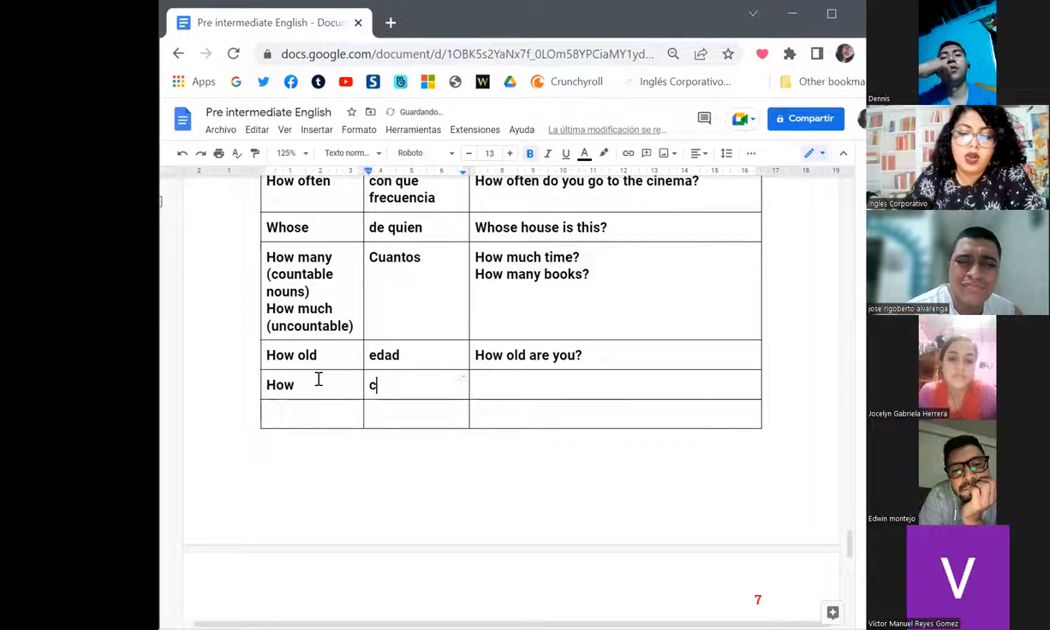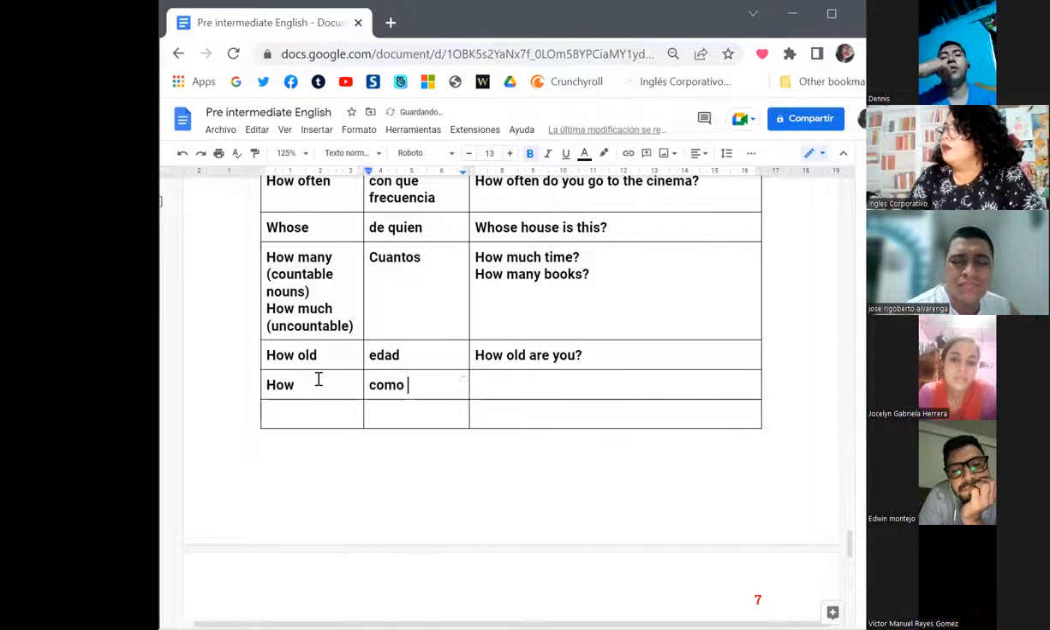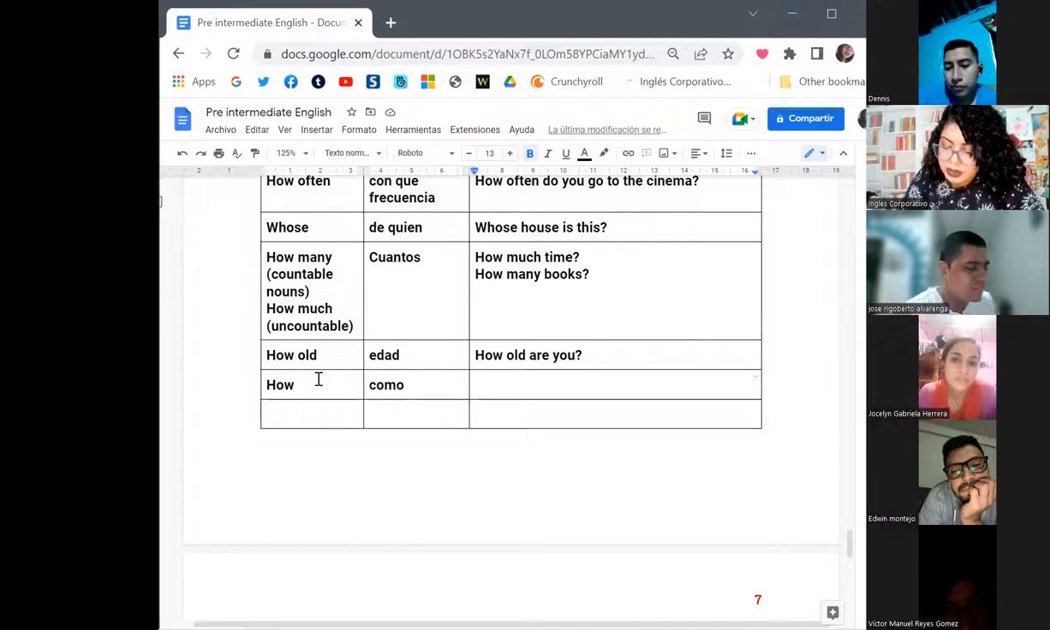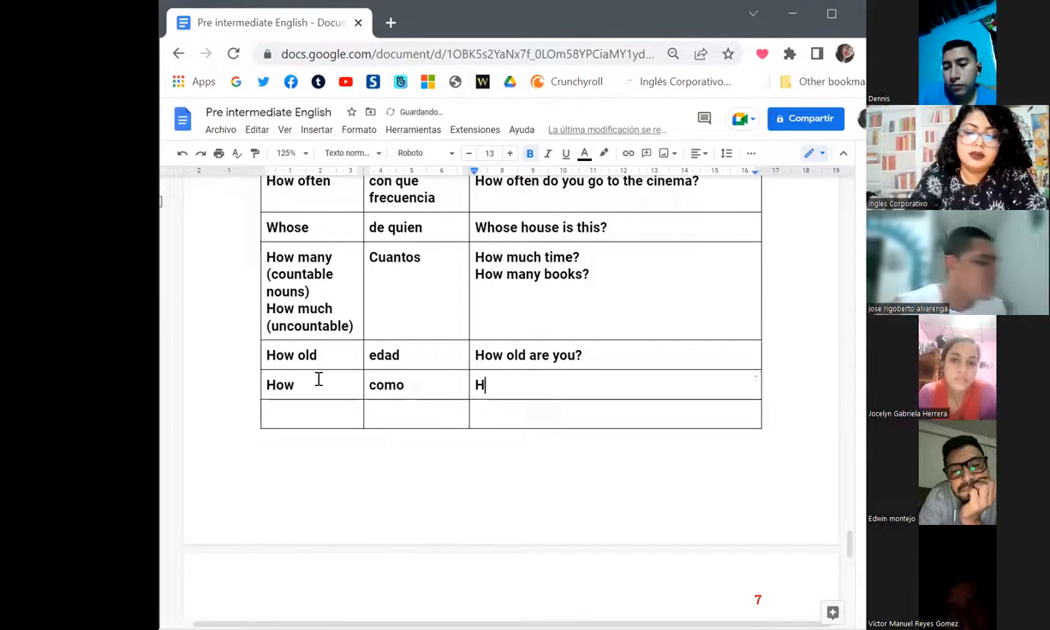And it means como. And we have the example. How did you do that? ¿Cómo lo hiciste?